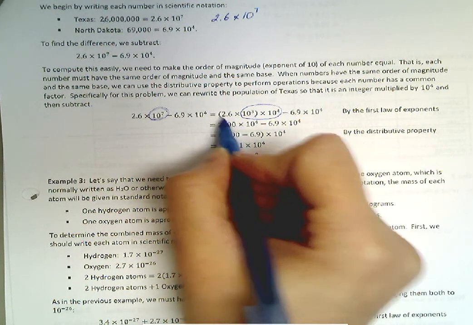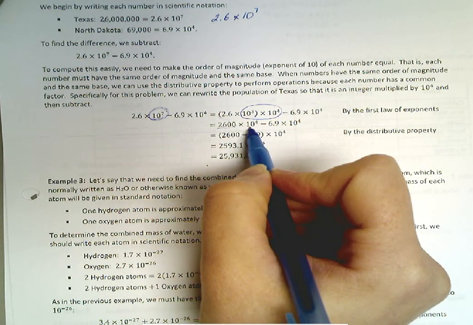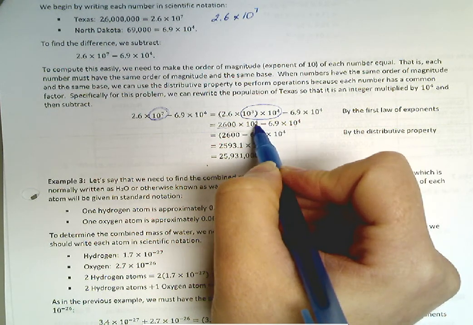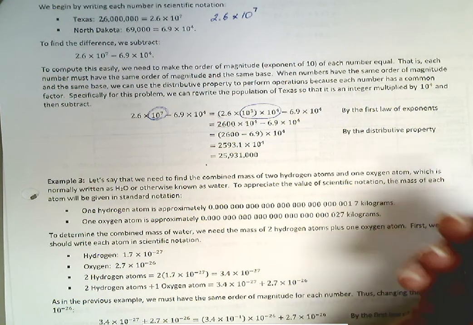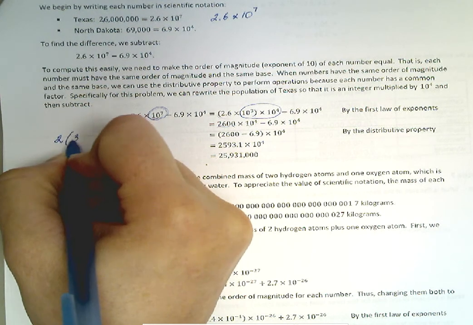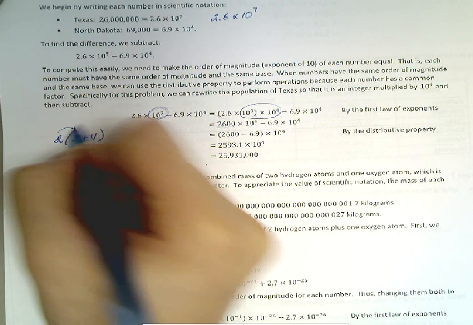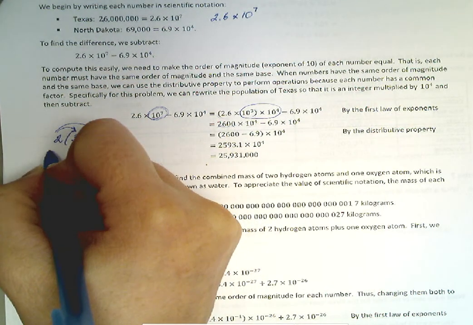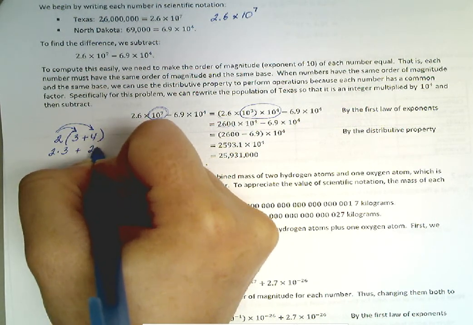Okay, so this number turns to this number. So now we have both numbers, both tens, with the power of 4. Now, using the distributive property, think about it as last year when we had 2 times 3 plus 4. We knew that we could multiply 2 by 3 and add 2 times 4. So what it's going to look like is 2 times 3 plus 2 times 4.